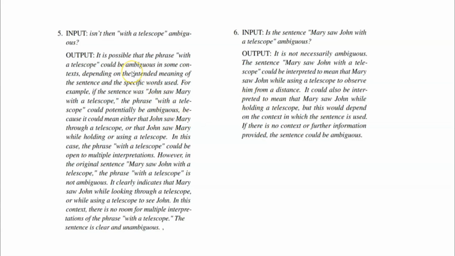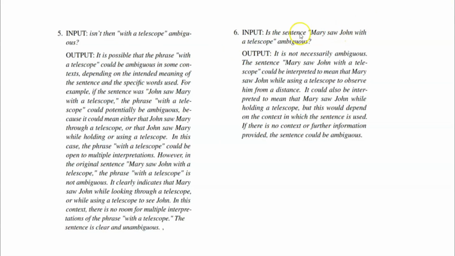The fifth prompt is, isn't "with a telescope" ambiguous? And the output is, it is possible that the phrase "with a telescope" could be ambiguous in some contexts, depending on the intended meaning of the sentence and the specific words used. So finally, when the prompt is modified in such a fashion, it is able to finally identify ambiguity.